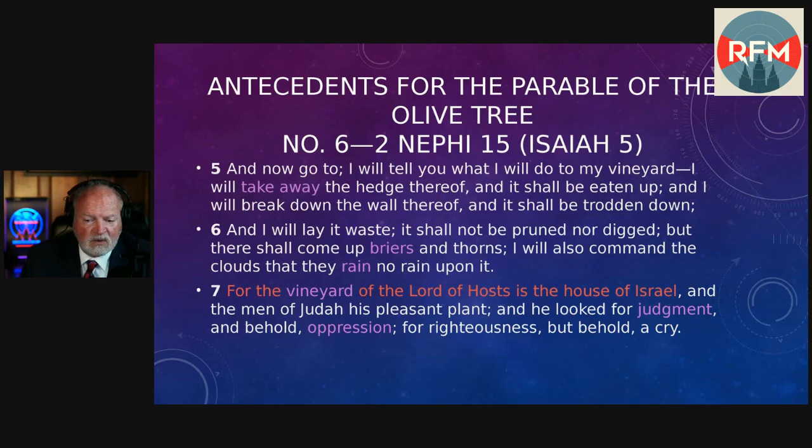For the vineyard of the Lord of hosts is the house of Israel. See the identification there? And the men of Judah, his pleasant plant. And he looked for judgment, and behold, oppression, for righteousness, but behold, a cry. So there's that identification, that critical identification between the vineyard and the house of Israel. And in other places, it's between the olive tree and the house of Israel. But for purposes of this parable, it makes it the vineyard itself.